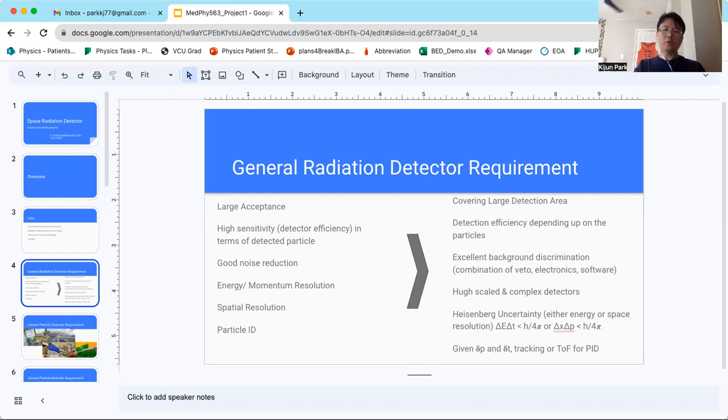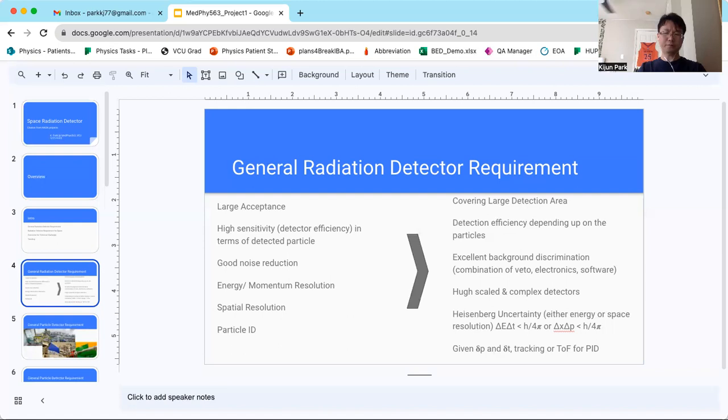Then the next, most important parameters in the detector requirements are the energy and momentum resolution and the spatial resolution. This resolution is the key part and determines the detector's characteristics. Energy and momentum resolution and spatial resolution allow us to pin down the next item, particle identification. Based upon the energy dependence, momentum dependence, and the resolution, you can separate one particle from another.